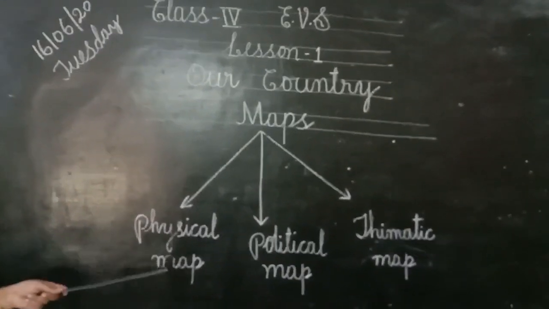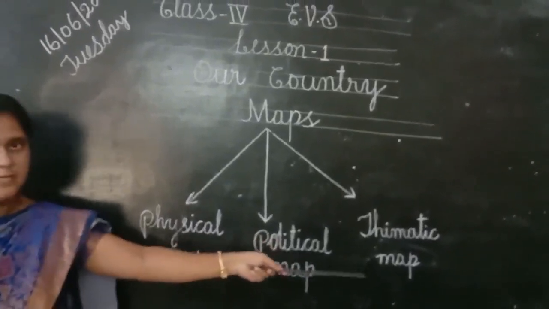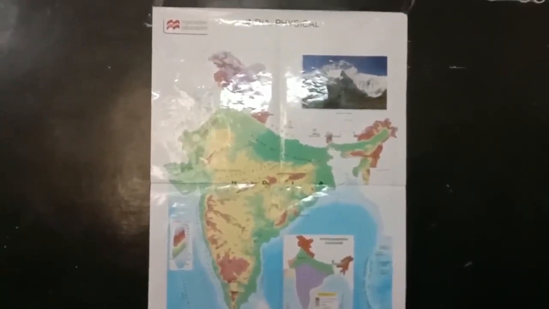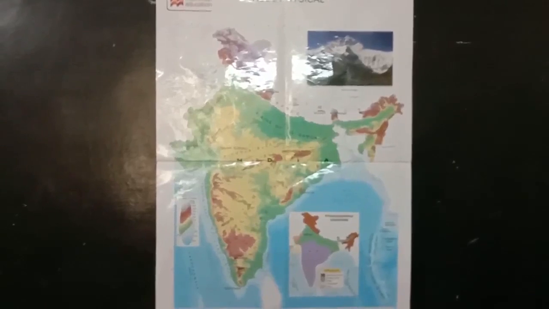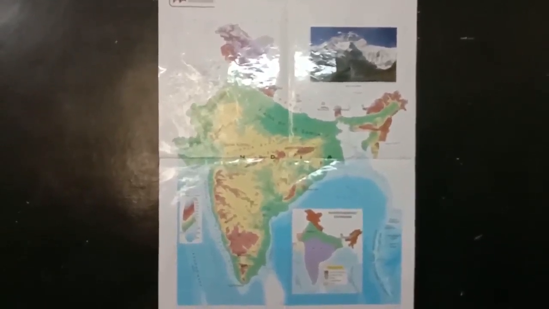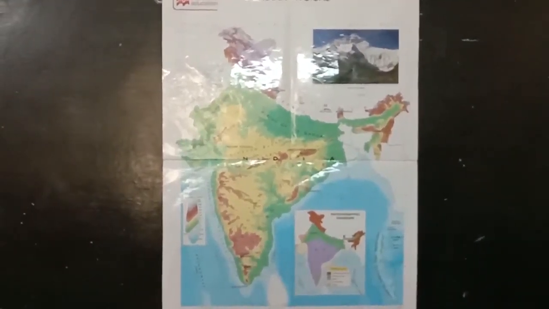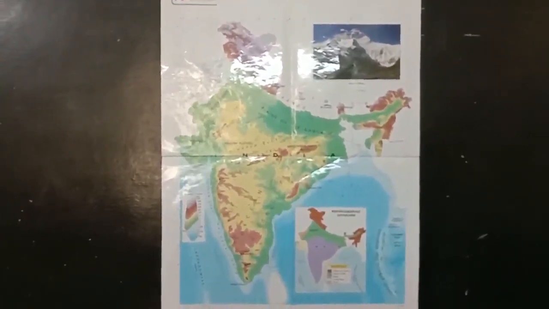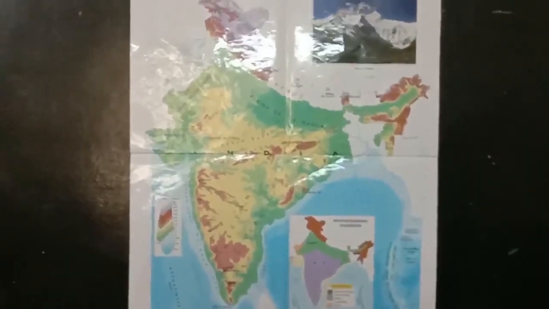There are mainly 3 types of maps to show different features of places. First one, physical maps. Second one, political map. Third one, thematic map. The map that we see here is the physical map. Physical map shows the physical features of an area such as the mountains, rivers and lakes, plateaus, etc. By using colors, the water is shown in blue, green is used for showing plain areas, brown is used for showing mountains or hills.